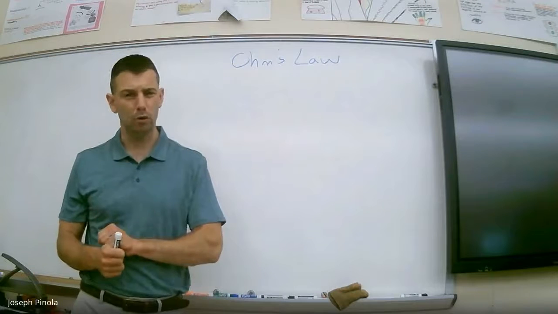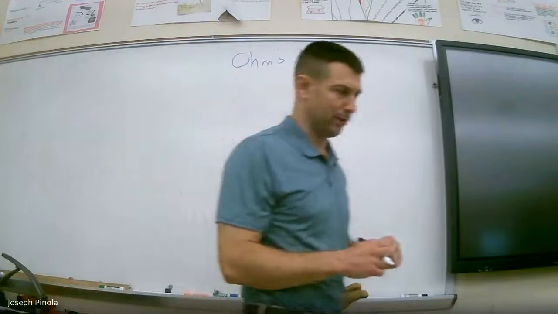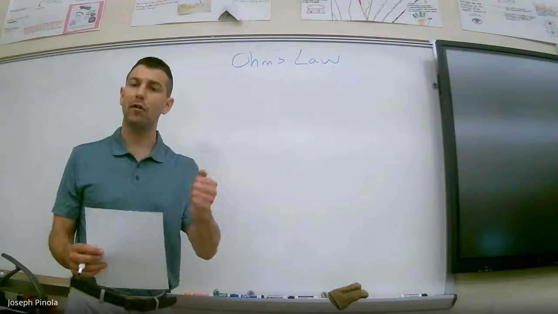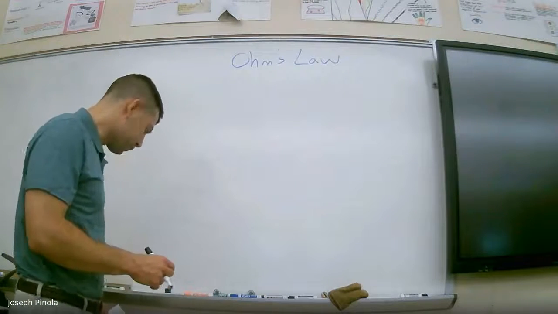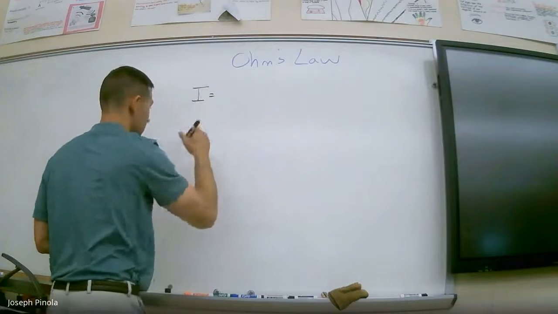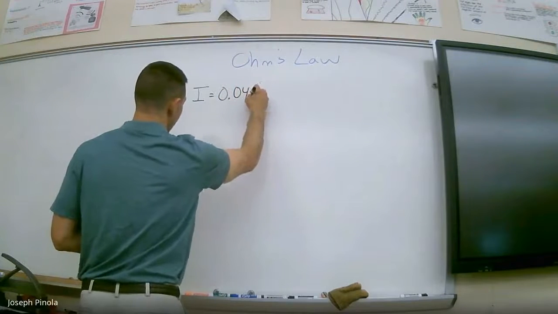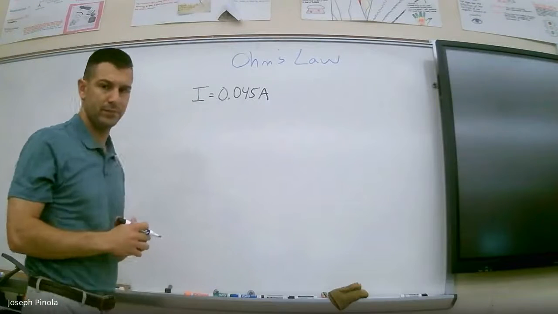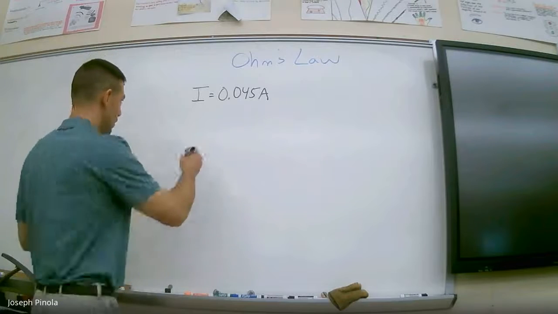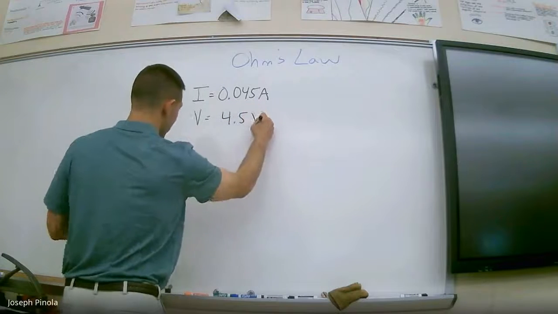So now let's put Ohm's law to the test. I'm going to go get the data that we took when doing our experiment from before. Do you remember our first trial? Our first trial in the experiment had an ammeter reading, so the current, or I, that was equal to 0.045 amps. Do you remember what the voltage was during that trial? Well, the voltage came out to exactly 4.5 volts.